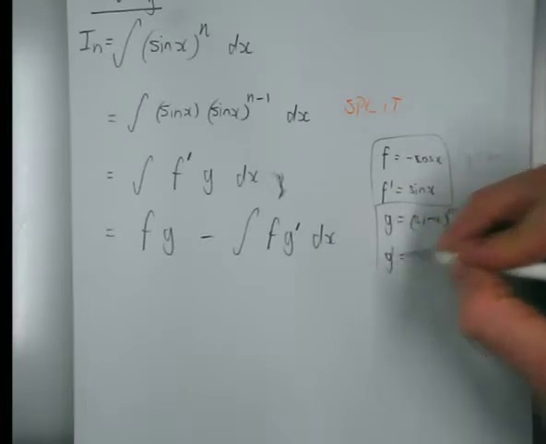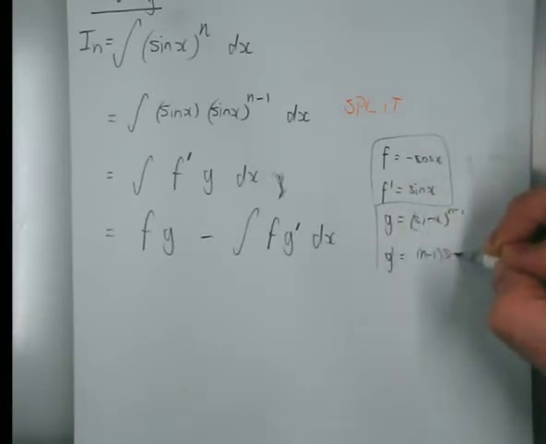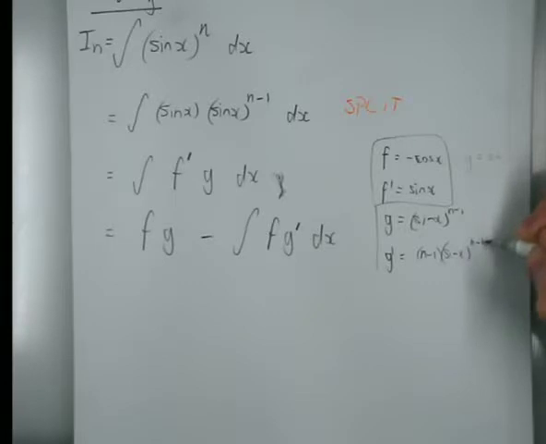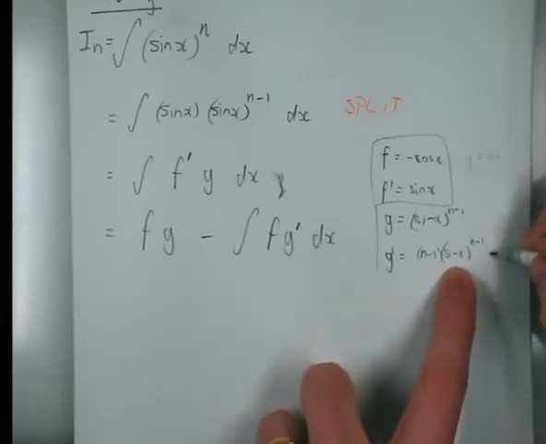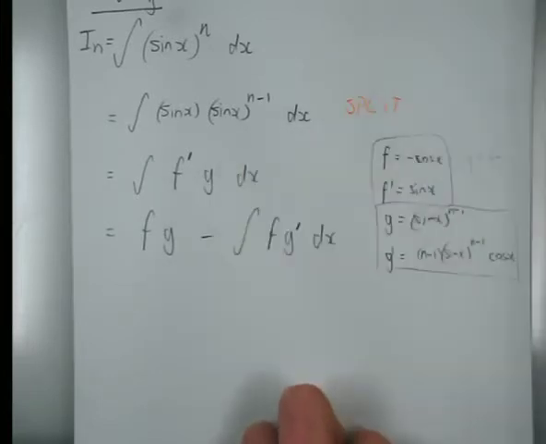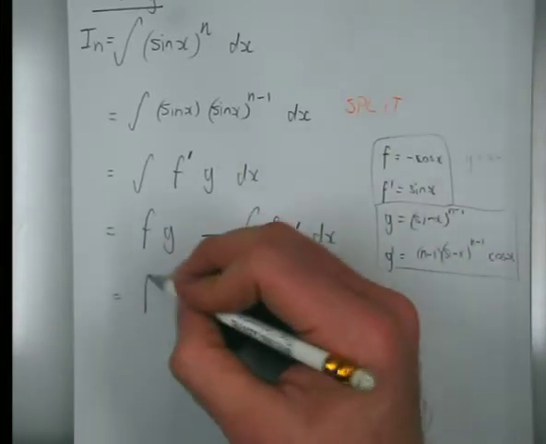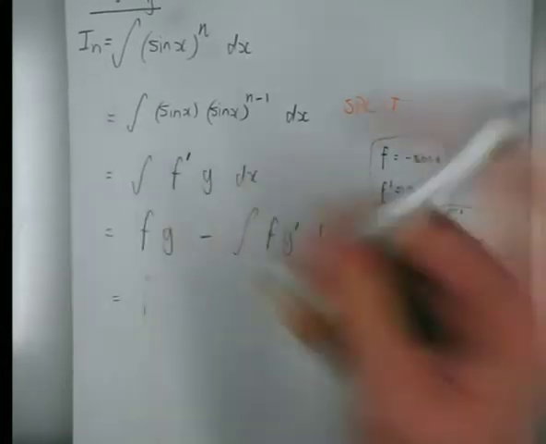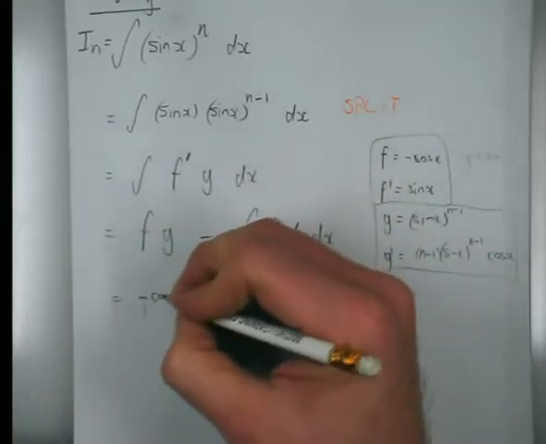So g dash will be n minus 1 sine x to the n minus 1 times the derivative of sine x because of the chain rule, so that'll be cos x. So let's see. F is minus cos x.